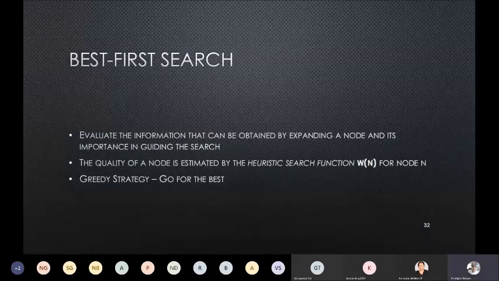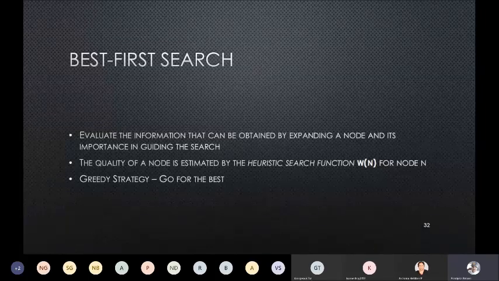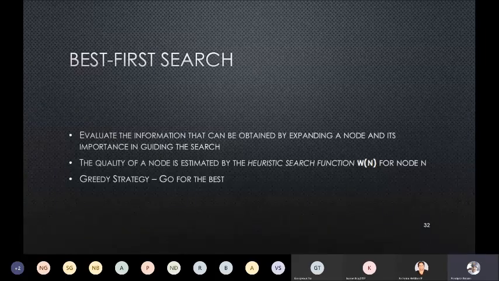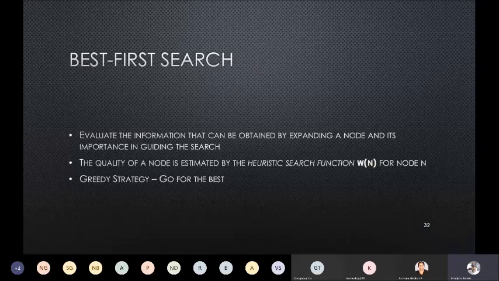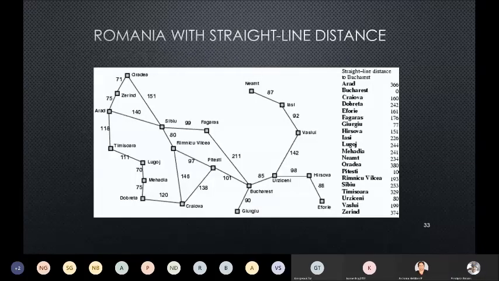So first we will look at something called best first search. So what will the best first search do? Remember the previous one was breadth first search. This is best first search. So we'll evaluate the information that can be obtained by expanding a node and its importance in guiding the search. And the quality of a node is estimated by the heuristic search function h(n) for node n. So here we will use a heuristic. Why is it heuristic? Because this is not exact information, but some type of idea or estimation about the exact information. So let us explain with an example.